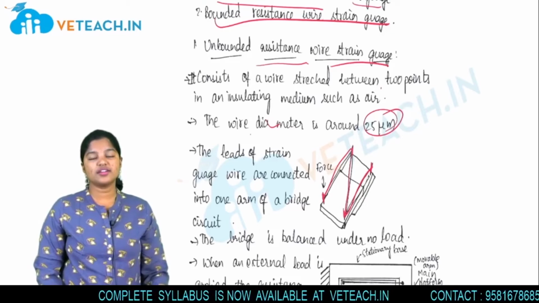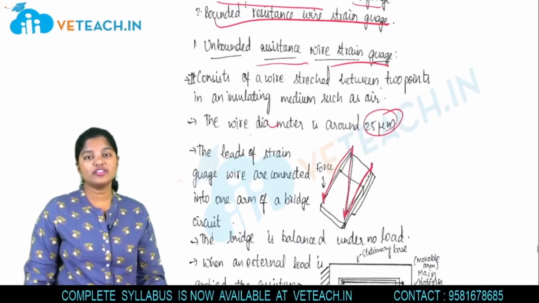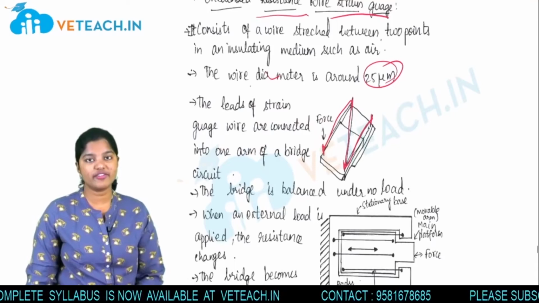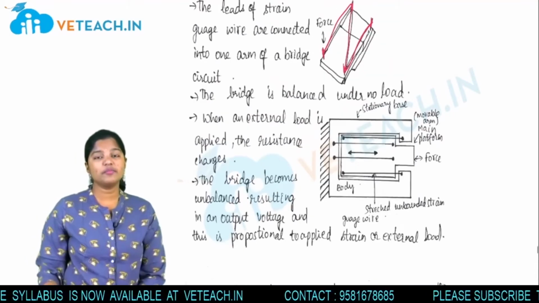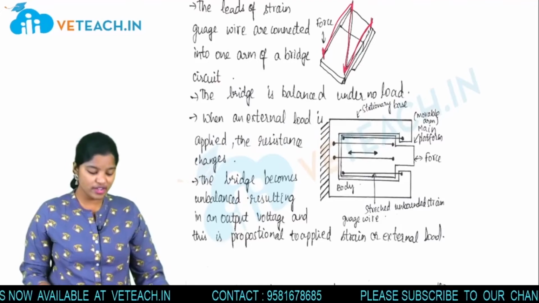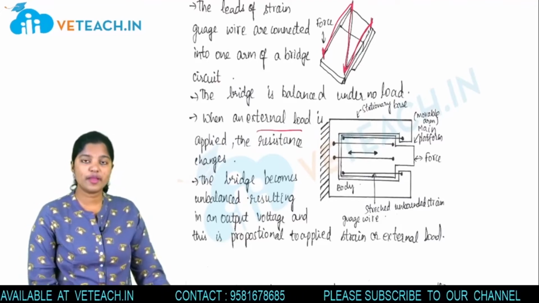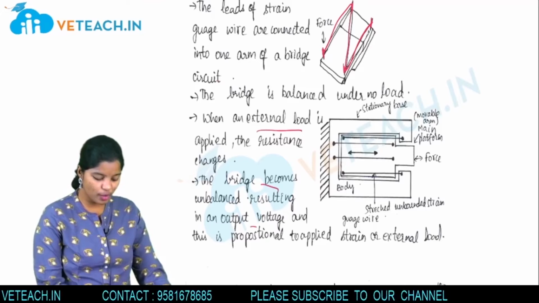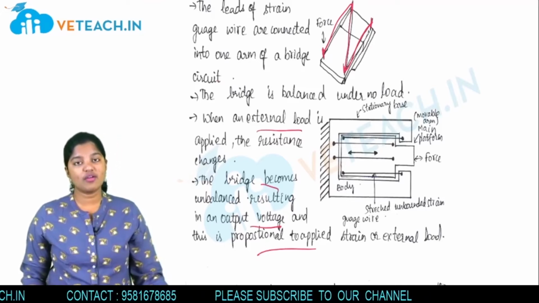So the leads are connected to one arm of the bridge. Whenever there is a change in resistance, that is directly sensed by the bridge and the output is generated. So when will the bridge be balanced? When there is no load or stress on the strain gauge. Whenever an external load or stress is applied to the strain gauge, the bridge becomes unbalanced, and the readings are shown proportional to the applied strain or stress.